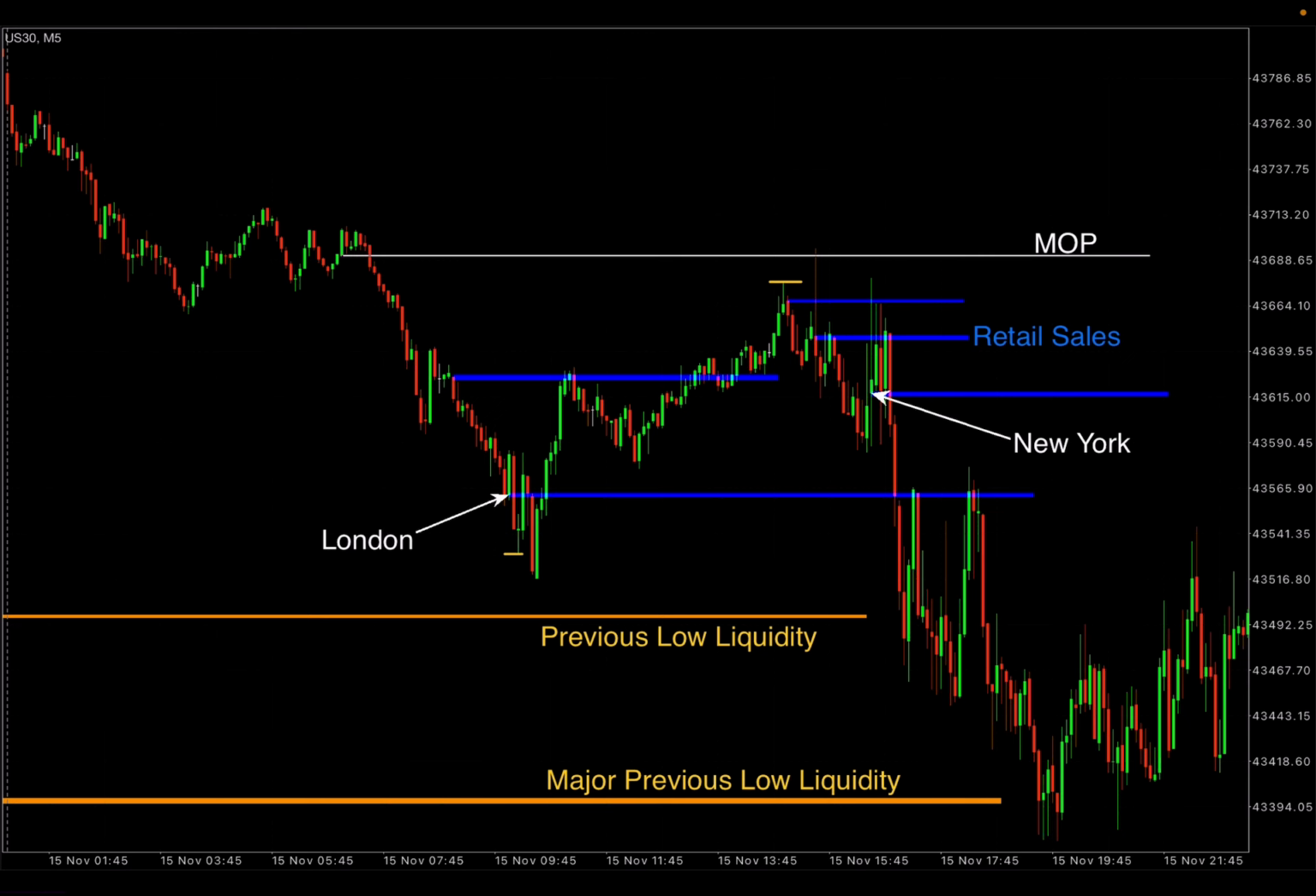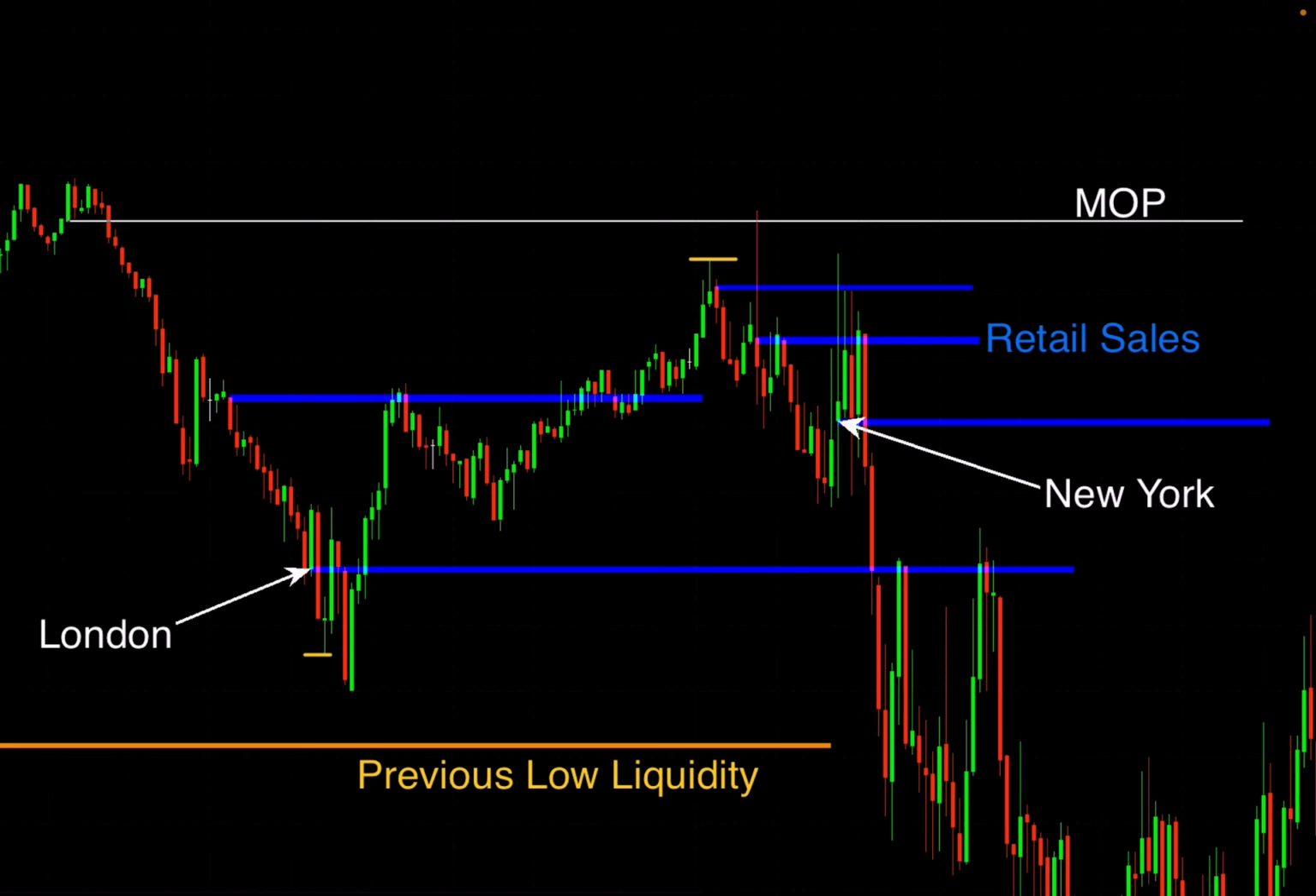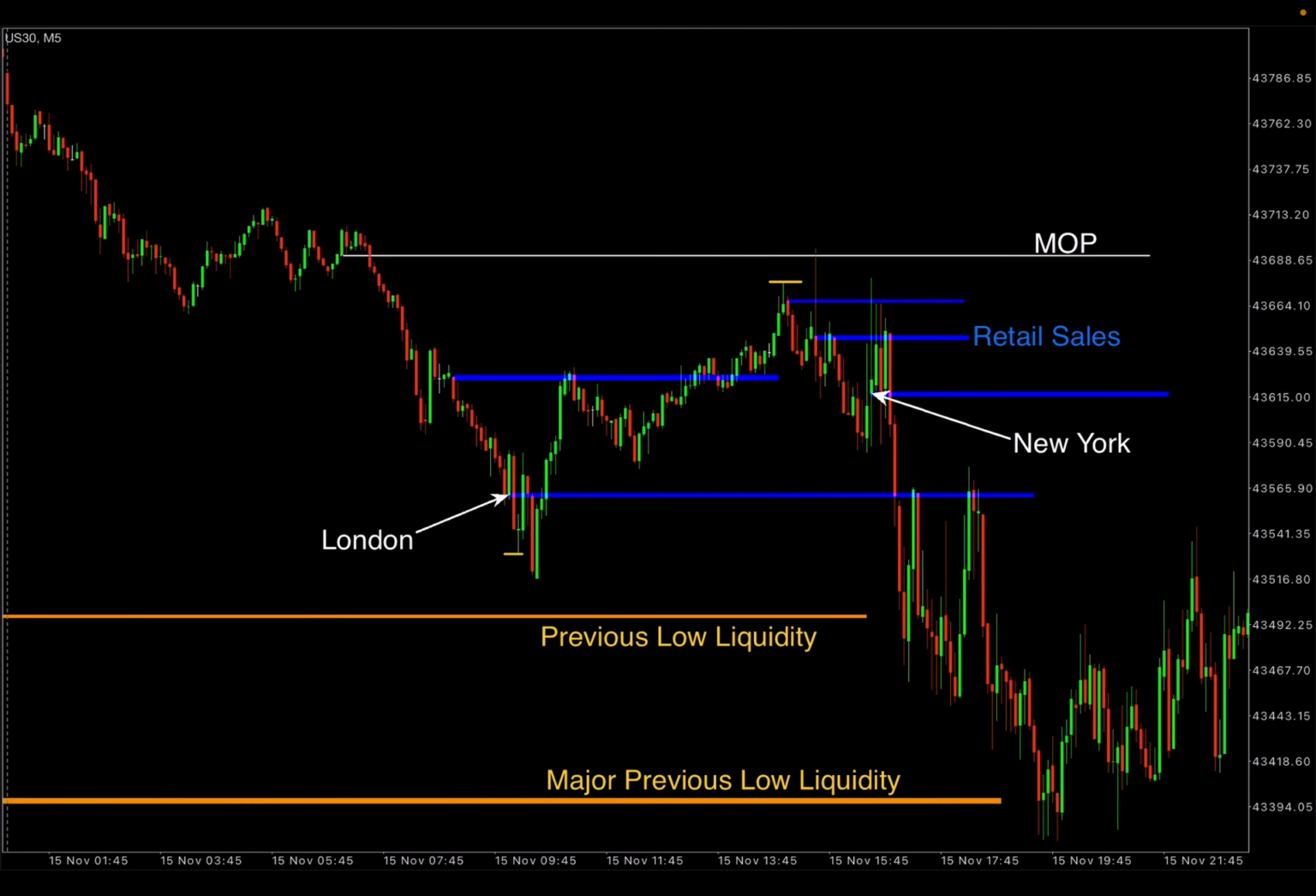This day was retail sales. So you can see we started to get the push down from the MOP, which is a good daily profile, and that is a good chance of a continuation down when it retests the MOP like that. So with the New York Open, you got push up to retest those blue lines once again, then you got the continuation drop down. There's a lot of confirmations in that price action to validate a continuation down.